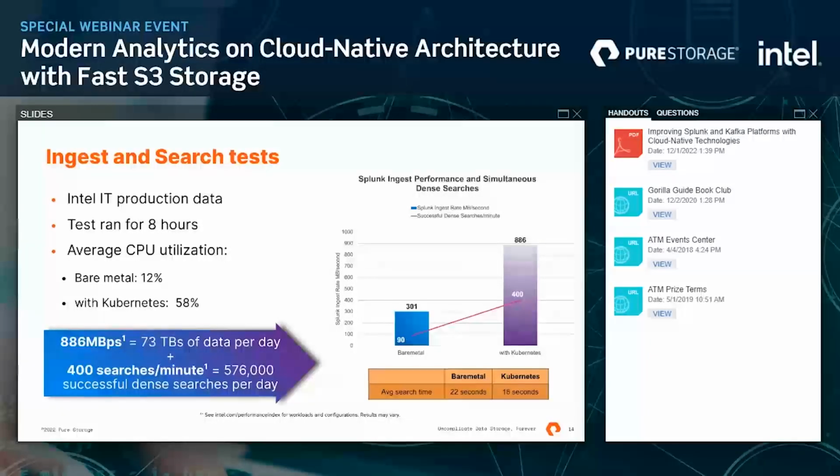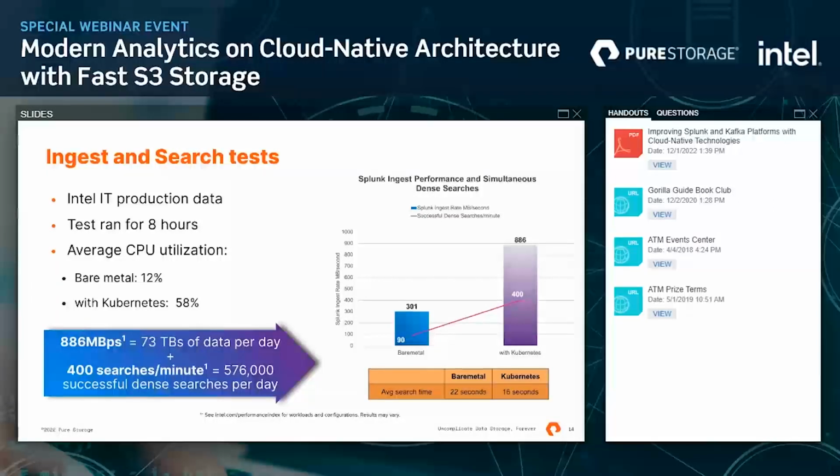So when we go back to the physical servers, with 9 servers, as you pointed out, with 1 search head and 5 indexers and 3 brokers, we were able to ingest close to 301 megabytes per second of Splunk data. At the same time, we had scheduled searches, dense searches. It was concurrent searches that we scheduled, and we were able to do 90 searches per minute successfully for that particular setup. And during this time, when we measured the performance metrics from the CPU side, bare metal was around 12% utilized across the board.